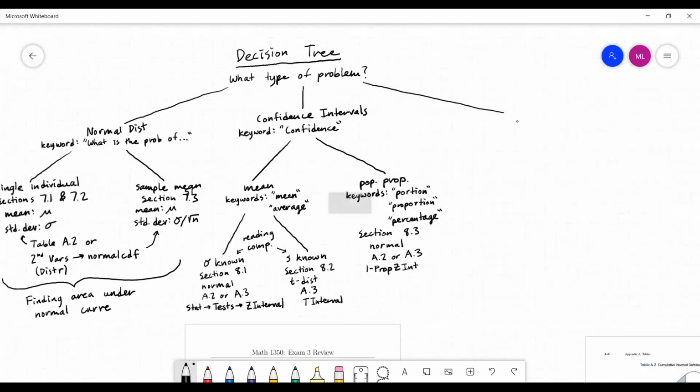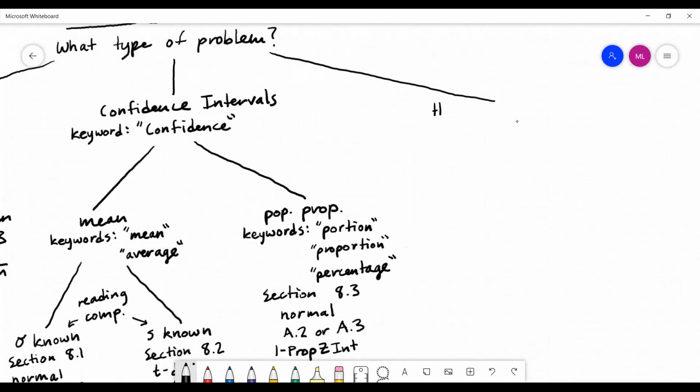So chapter 9 was all the hypothesis tests. And luckily we only have 2 so far. But on the final exam, we'll update this decision tree because there are going to be a total of 6 different hypothesis tests when the final exam rolls around.